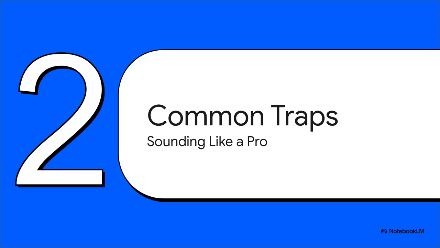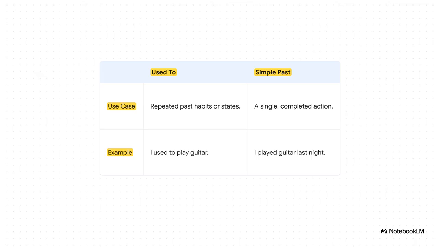Okay, you've got the blueprint. You know the basics. Now let's fine-tune things a bit. This part is all about avoiding those common traps and understanding the little details that will make you sound like a total pro. So, a common question is, why not just use the simple past? Well, the difference is huge. Used to is for a past reality, a habit, a routine, a state that lasted for a while. The simple past is for a single, specific event that's over. Think of it like this. I used to play guitar is part of your life story. I played guitar last night is just a report on what you did yesterday.